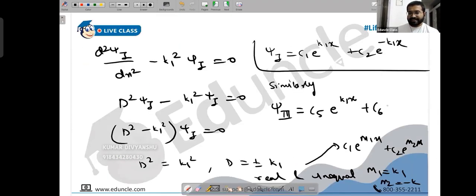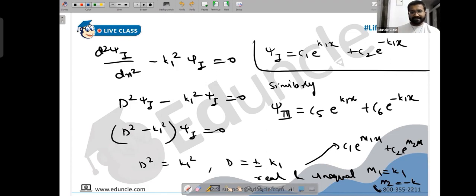C5 e raised to K1x plus C6 e raised to minus K1x. You can write this because potentials are the same, so the wave function form will also be the same. But the probability of finding the particle will change, because obviously decay has happened. So the constants will be different, but the dependency on x doesn't change. The probability will absolutely change once you enter the region, so C5, C6 are new constants. Done. Next.